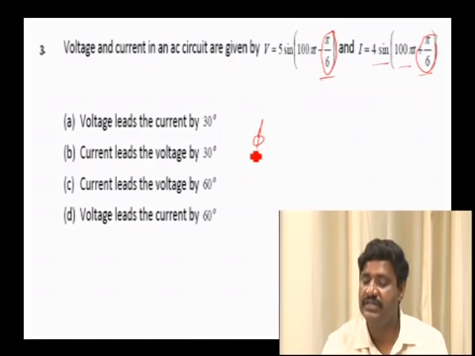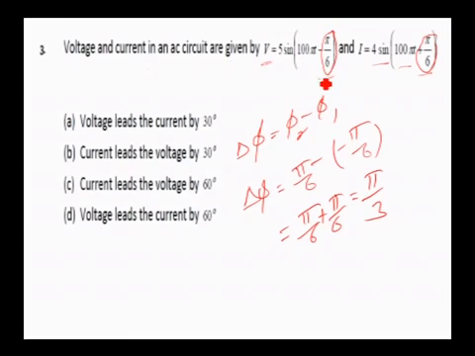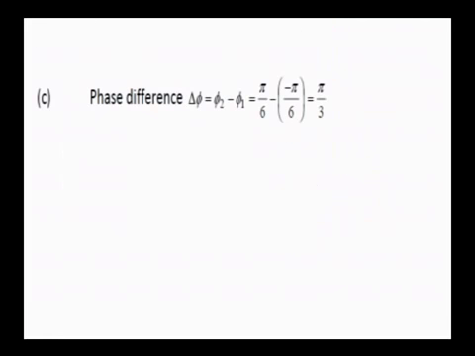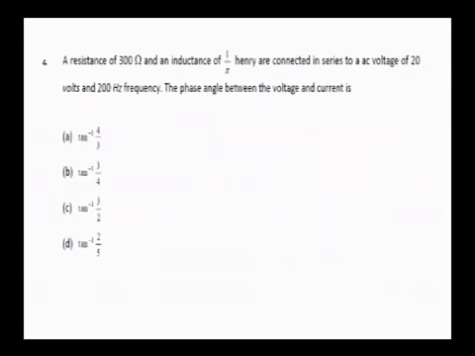The phase difference is generally given by Δφ = φ2 − φ1. And what is φ2 here? Plus π/6, minus of what is φ1, minus π/6. It will be equal to π/6 plus π/6, which will be equal to π/3. Which is leading here? Look, voltage is minus π/6 and I is plus π/6. That shows current leads voltage by 60 degrees. It's option C. Why current leads? Because current is plus π/6 and voltage is minus π/6.